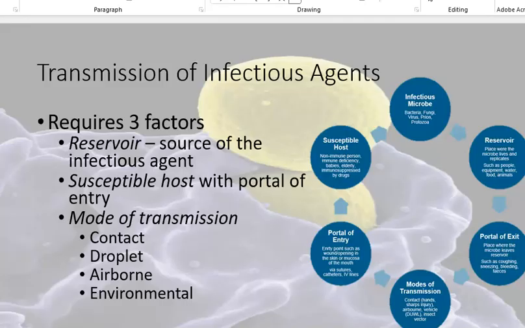Then you have droplet, which is contact made with infected secretions or droplets, such as COVID-19 or influenza. And then you have airborne. These are small airborne particles that leave the source and enter a susceptible host, may be suspended in air for a prolonged time, and require special air handling and ventilation. And then you also have environmental, such as contaminated food, water, or vectors, such as Lyme disease.